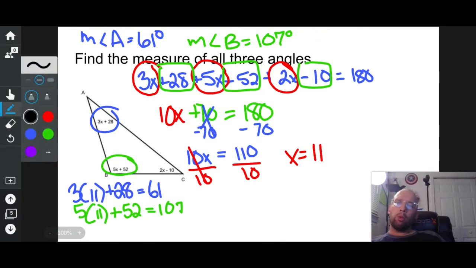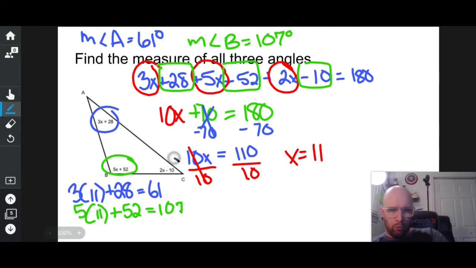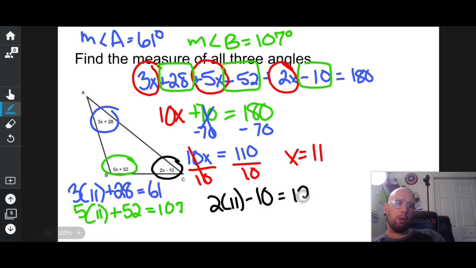And we'll do that last one in black. I haven't used that color yet. 2x minus 10. So 2 times 11 is 22. The Taylor Swift special, minus 10, is 12. So the measure of angle C is 12 degrees.